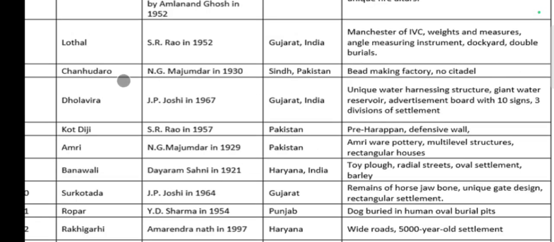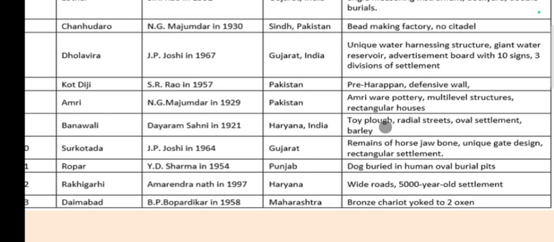Chanhudaro is in Pakistan. It was a bead making factory, and there is no citadel. Remember, Dholavira is in Gujarat, where there is a unique water harnessing system and a water reservoir. Kot Diji is in Pakistan, with a pre-Harappan defensive wall. Amri is also in Pakistan, where you can see rectangular houses. Banawali is in Haryana, India.